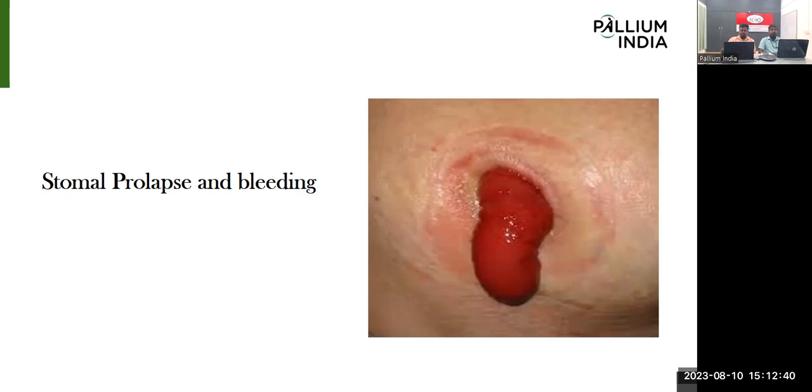So with mild prolapse, we can reinsert the prolapsed stoma, but for moderate to severe prolapse, we need to take a surgical opinion, and according to that, the management is needed. Then bleeding: in some cases, from an accidental injury, or if the patient is already taking NSAID drugs, at that time also this type of bleeding chance is there.